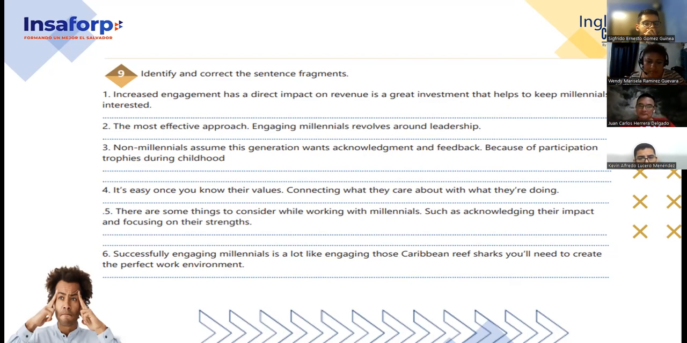I believe it's missing the comma before while. There are some things to consider, comma, while working with the millennials. But this sentence is not complete, because you say there are some things to consider while working with millennials, but we need more details, more ideas.